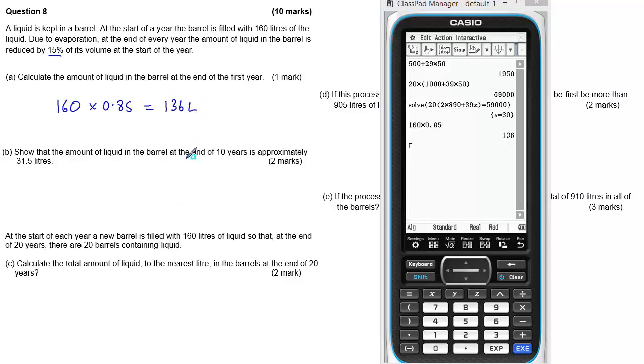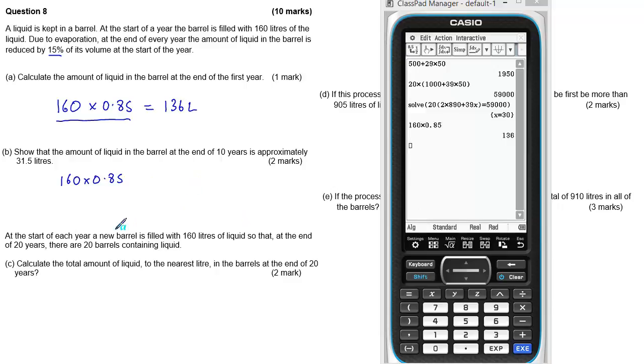136 litres. Show that the amount of liquid in the barrel at the end of 10 years is approximately 31.5 litres. So, if we think about the end of the first year, it's going to be this value. And then we're going to do that for a further 9 years.